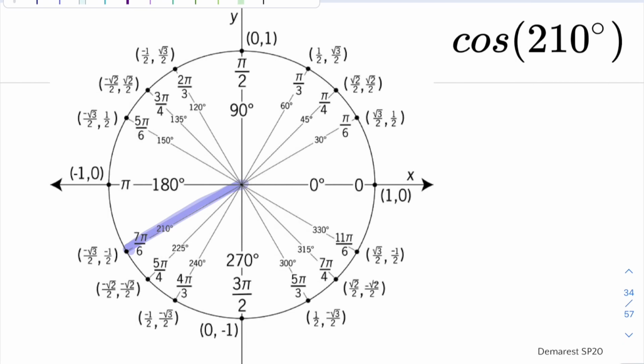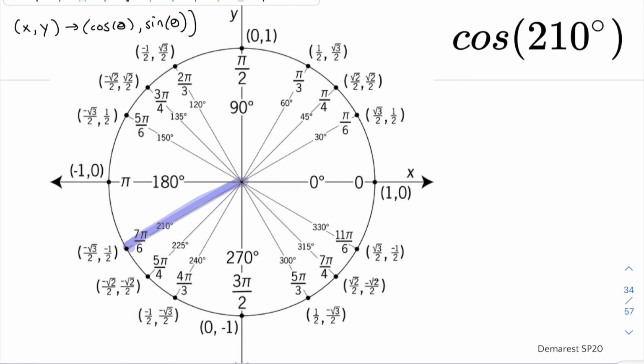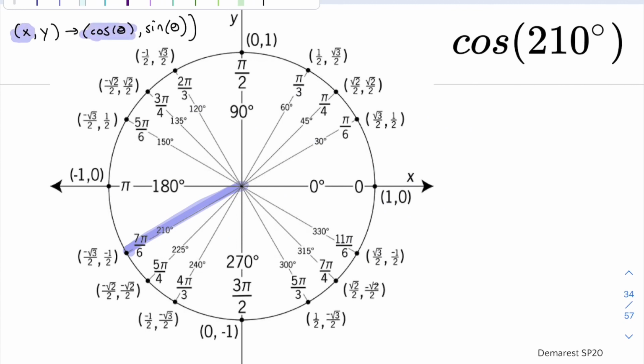So I know that I'm looking at this ordered pair right here, negative radical 3 over 2, comma negative 1/2. But keep in mind the really, really important fact that our xy pairs around the unit circle are our cosine comma sine pairs. So since x is our cosine value, that means that at 210, our cosine is negative radical 3 over 2. So that gives me my answer. I know that cosine of 210 is going to be negative radical 3 over 2. And that one's done.